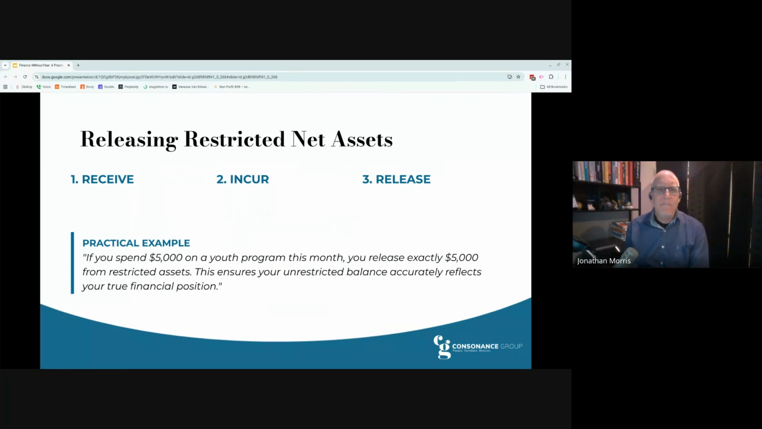Exactly. So that document eventually will become something you can sit down with your finance staff, your executive director, your board. You say, here's how we do it, and here's why. And then everyone can be on the same page.